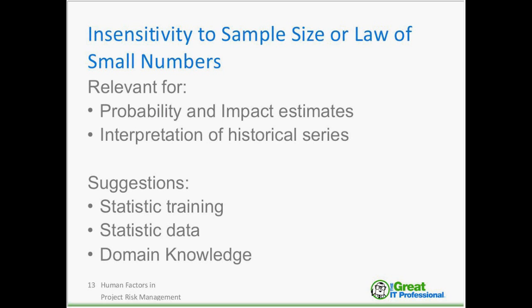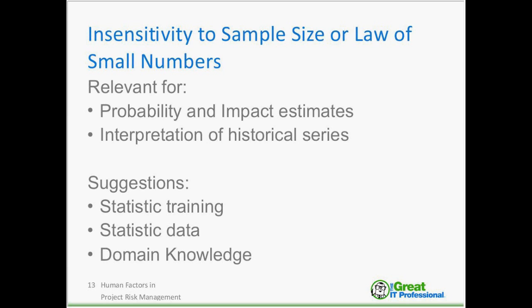And another thing is domain knowledge. What does it mean, domain knowledge? Let's go back to the example we mentioned in the previous slide: having a car crash. If you speak, for example, with a professional driver, they know what they're speaking about. They know that speed is one of the main sources of danger in driving a car. If you have someone that never drove, maybe the answer can be completely different. So these are the suggestions: first of all, statistics training, statistical data, and then also having knowledge of a specific domain.